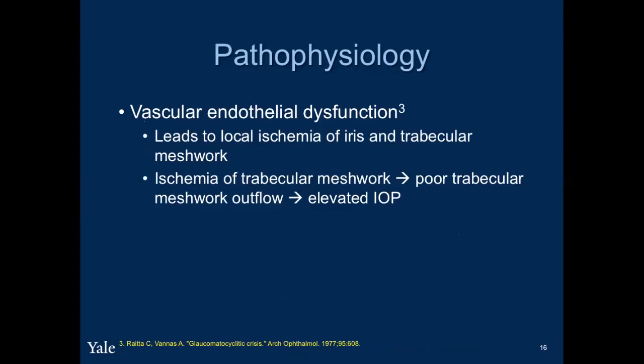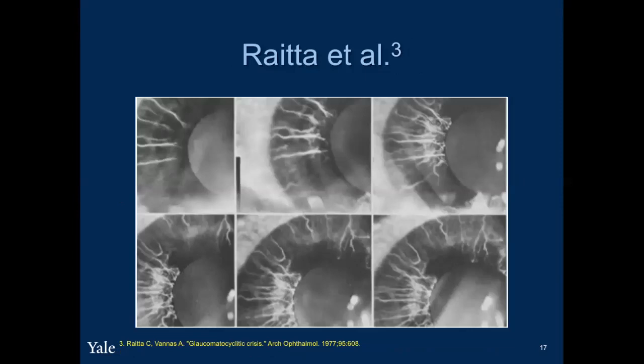One proposed hypothesis is the vascular endothelial dysfunction. Basically, the hypothesis is that there is a local ischemia of iris and trabecular meshwork, which leads to poor trabecular meshwork function and outflow, which can then lead to elevated IOP. This was based on a study by Raita and others. They did an FA of the iris during an acute episode of one of these patients who had clinical diagnosis of Posner-Schlossman syndrome. And they found that there was some sectoral filling defect along the iris in these patients.